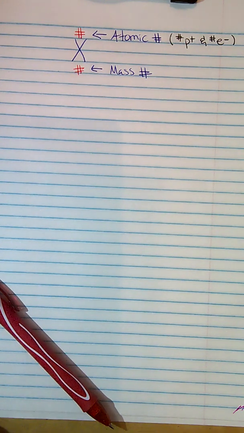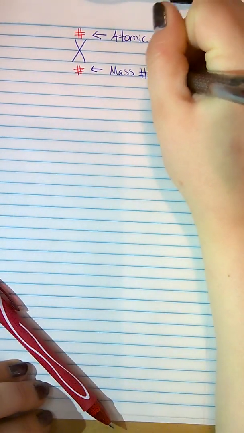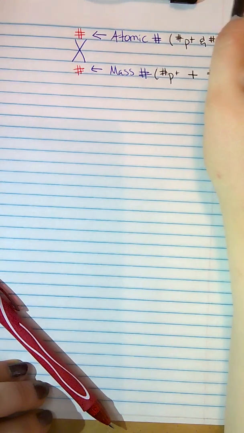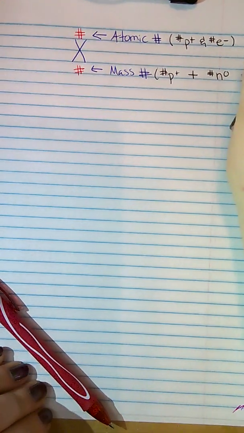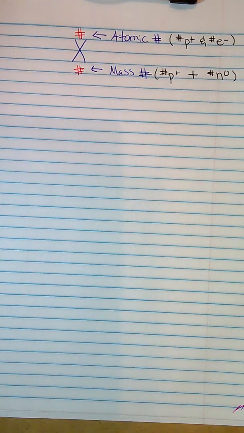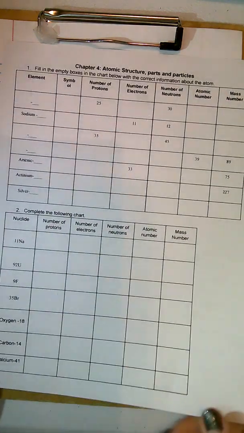And then for a mass number, it is the number of protons plus your number of neutrons. And the reason why we use those two particles is because both of those particles are the ones with a mass, and therefore, when you add them up, you should get an average mass.